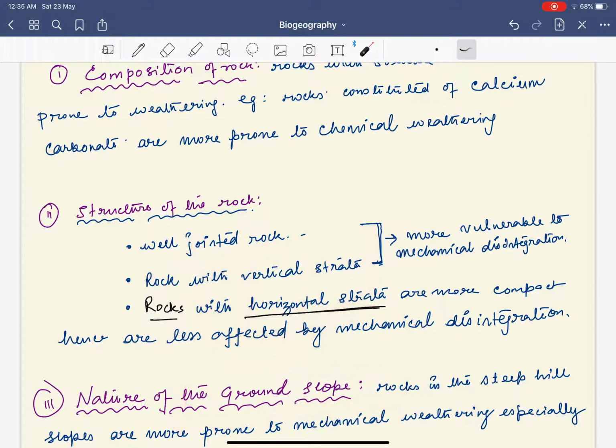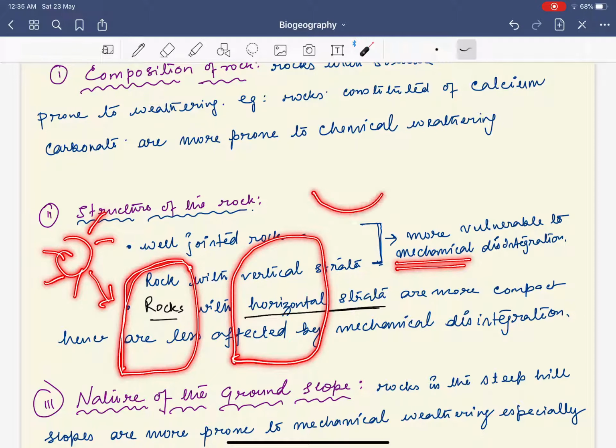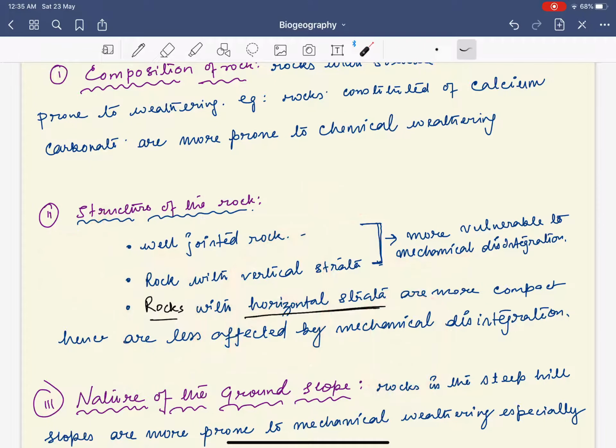Now, what is mechanical disintegration? Mechanical disintegration basically happens because in the morning or daytime, the rocks are heated by the sun, and as a result they expand. What happens during the night time? During the night time, they contract. This expansion and contraction, happening repeatedly, will lead to the weakening of the structure of the rock. Hence, they are subjected to disintegration.